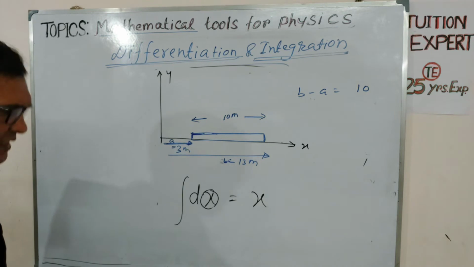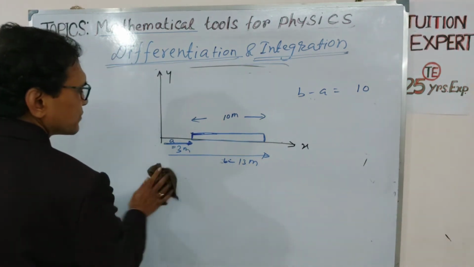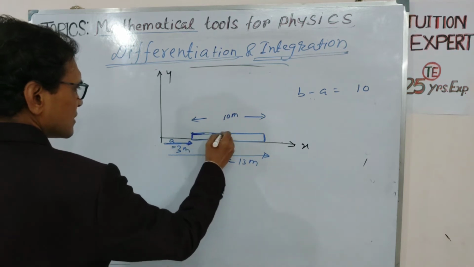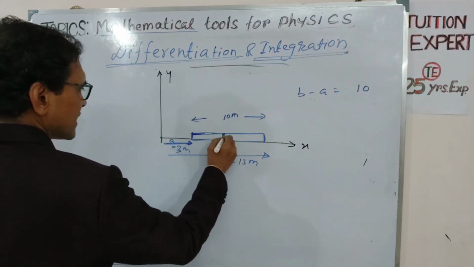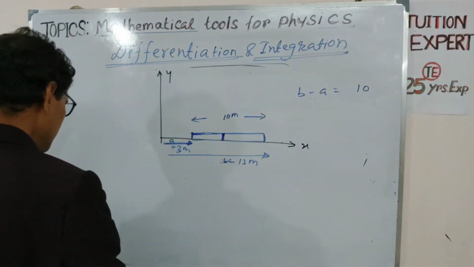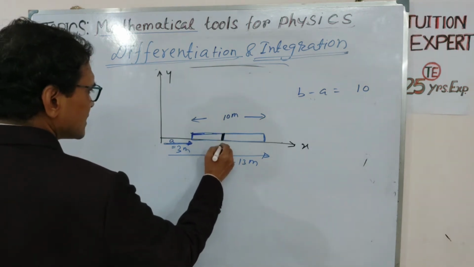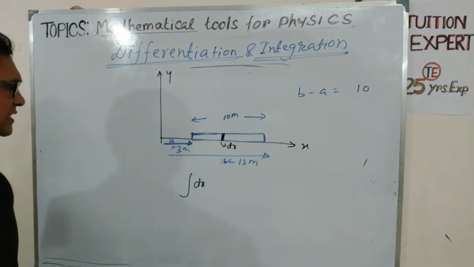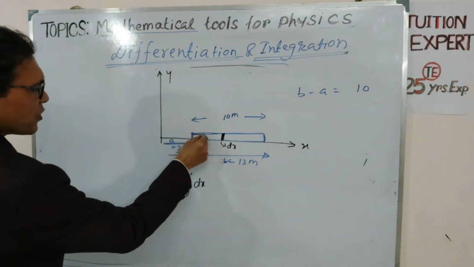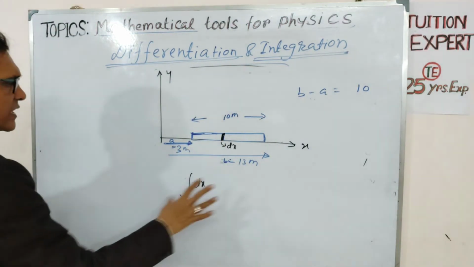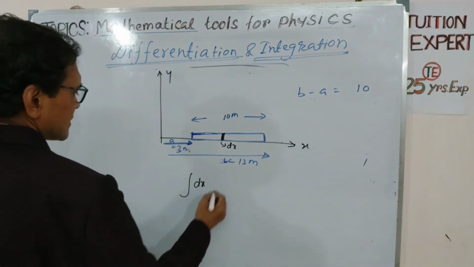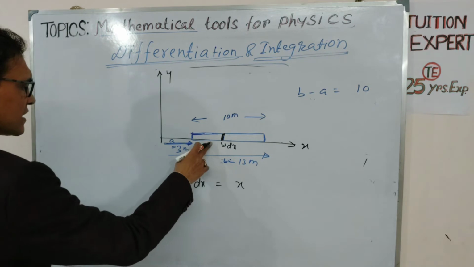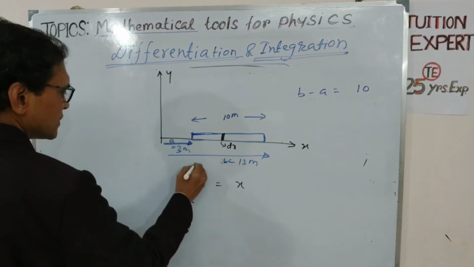Now by integration, how to find the length of the rod? A small quantity along the x, we first write this quantity as dx. Now if we integrate dx, that is, if we add such small quantities, then we can get x. This is x. Now suppose we integrate from a to b.